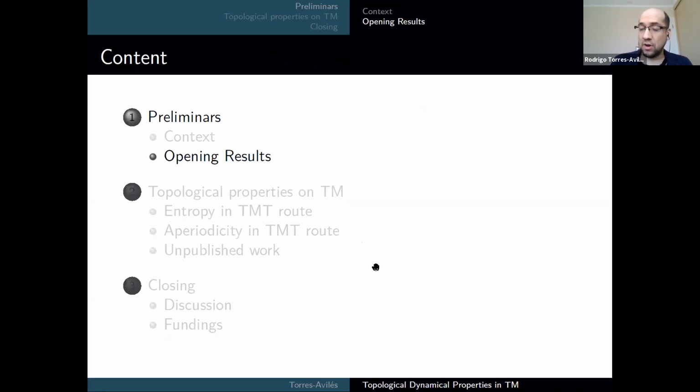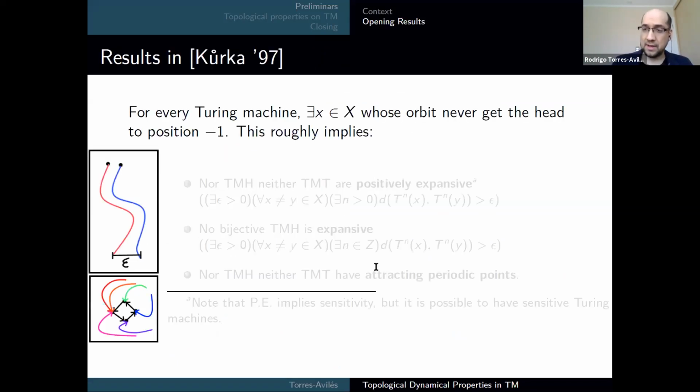The opening result of Kůrka 1997 is related to this: for any Turing machine, we always get a configuration whose evolution goes indefinitely to the right, in the right part of the tape, sorry, and never gets to position -1, or relative position -1 if we are talking about the Turing machine moving tape. So that roughly implies some interesting initial results.